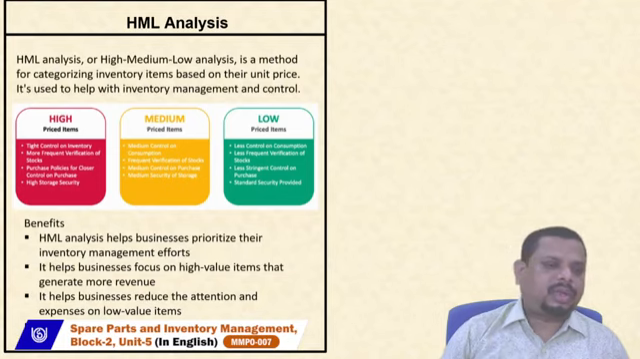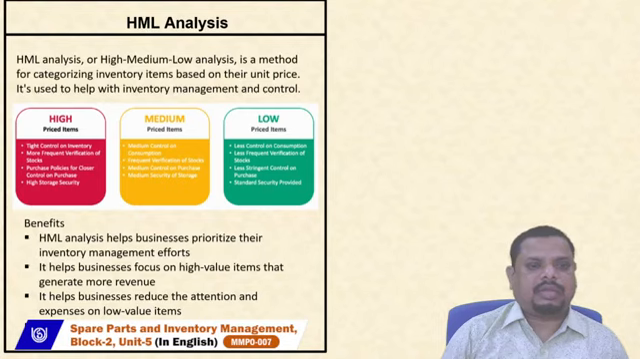So depending upon the price, like high price items, medium price items, low price items, inventory will be managed on a priority basis. And here the unit price is the most important aspect for inventory management as well as control. So moving to the next one.